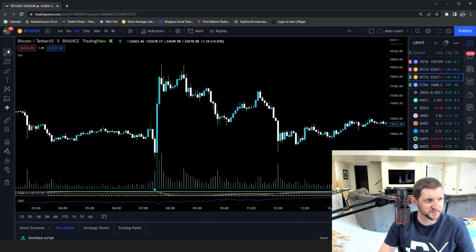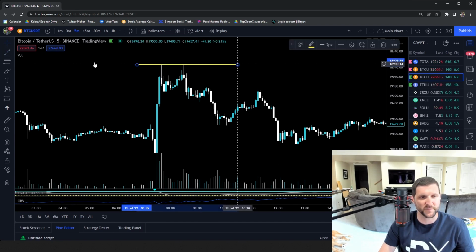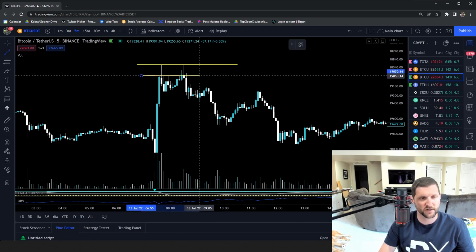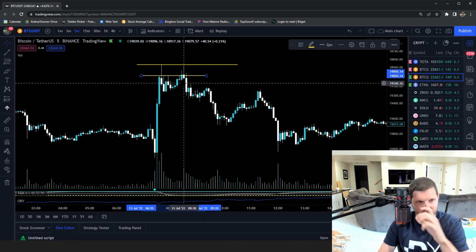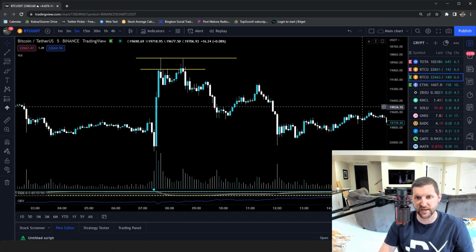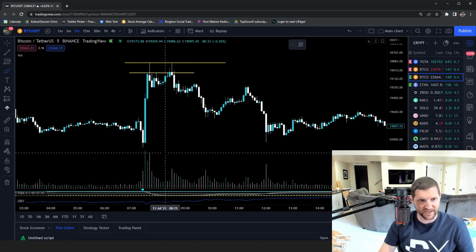Okay, so this is a double top. You could draw it from here, or you could draw it from here. Okay, see how it kind of wicked just above, but again, double top. What do you notice here? What did I tell you guys about volume?